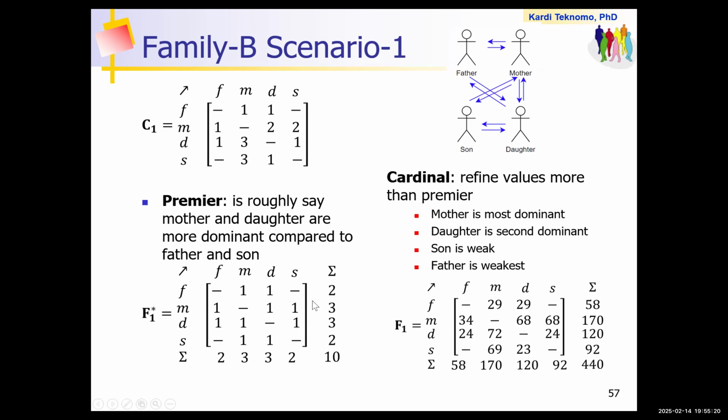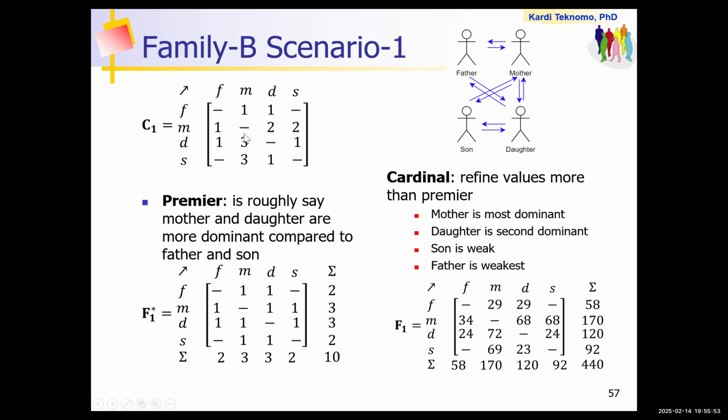In this case, what is the meaning? The father has power 2, the son has power 2, the mother and daughter have power 3. So in these diagrams, the mother and daughter become dominant, because the father and son actually do not have communication. They need to communicate through the mother or through the daughter. So they become dominant.